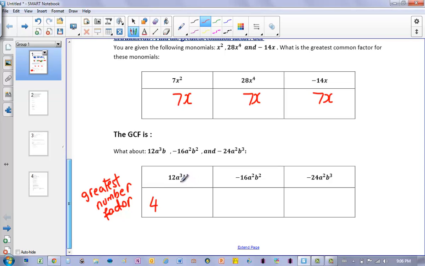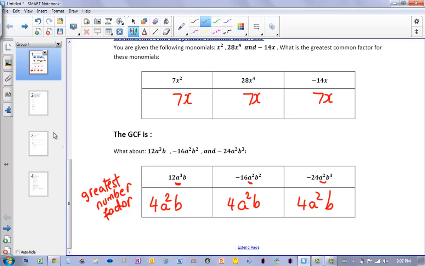Now let's look at the variables with the lowest exponents, and you always have to look at each variable individually. For a, what is the lowest exponent for all the a's? Here I have exponent 3, exponent 2, exponent 2. Therefore, my lowest exponent is 2. For b, I have exponent 1, exponent 2, exponent 3, so the lowest for b is exponent 1, or just b. So the greatest common factor is 4a squared b.